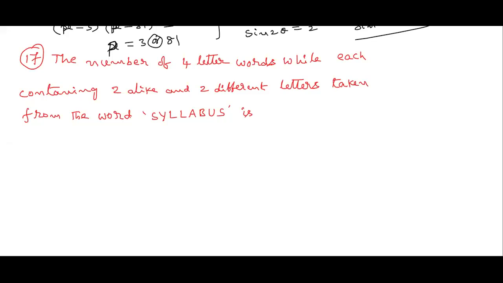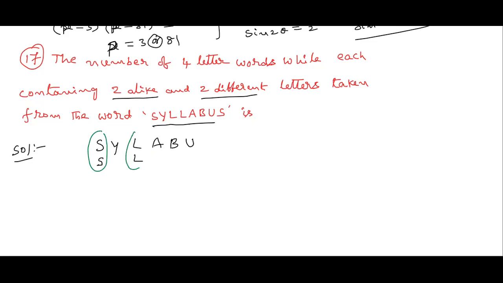So I am going to the next question. The number of four-letter words, each containing two alike and two different. Two letters are similar, two letters are different. First, in the given word, we need to identify how many repeated letters there are. S, Y, L, L, A, B, U, S. Two S's and two L's are repeated.